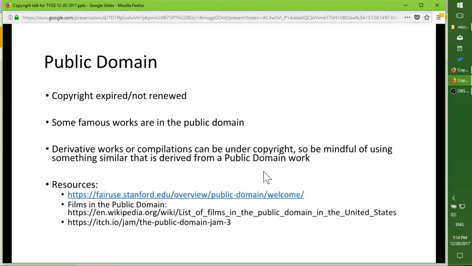Okay. So public domain. Copyright is expired, it's not renewed, or something wasn't filed right. There are quite a few famous works in the public domain. For example, I'm sure everyone has noticed that there's quite a bit of H.P. Lovecraft inspired works out there, and that's because a lot of his stuff is actually in the public domain. Also, and you've got to take this with a grain of salt, it's not always clear who owns his work too.